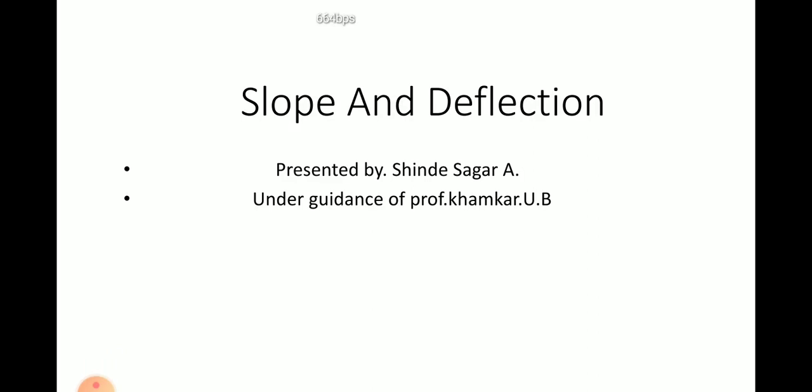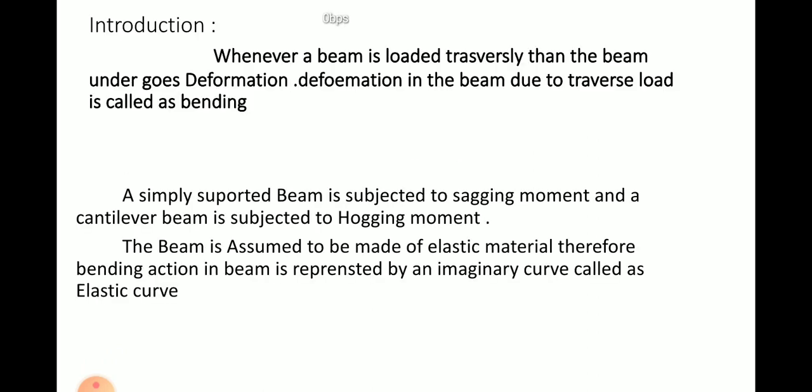So today we are going to learn about slope and deflection in the subject theory of structure. Introduction. Wherever a beam is loaded transversely, the beam undergoes deformation. Deformation in the beam due to transverse load is called bending. A simply supported beam is subjected to sagging moment and a cantilever beam is subjected to hogging moment.